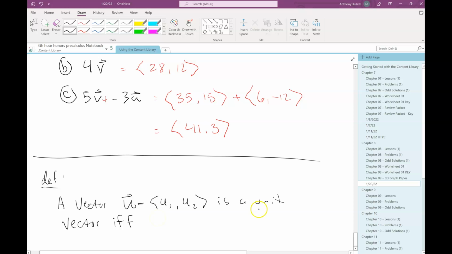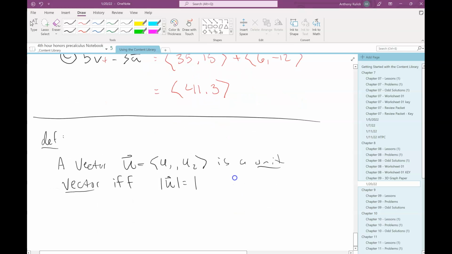We say it's a unit vector if and only if the magnitude of that vector is equal to 1. So how many unit vectors do you suppose we have? I think you should know, but you can guess too. I would say 4 or 3. There's more. 8. More. Yeah, let's go. Infinitely many.